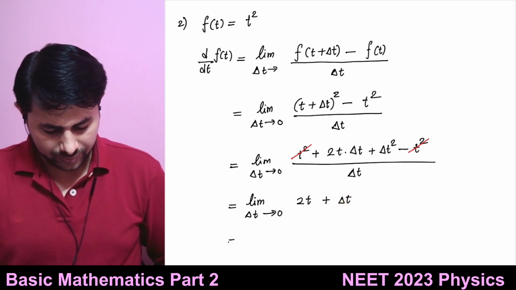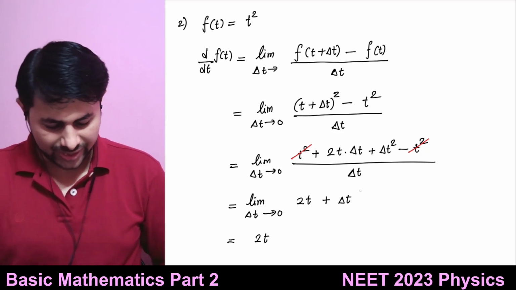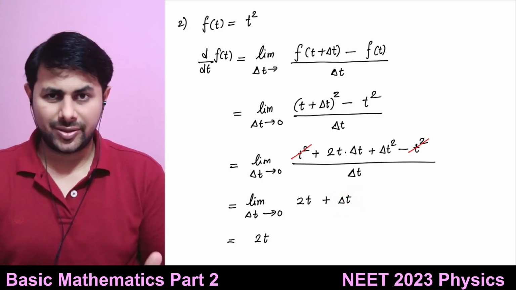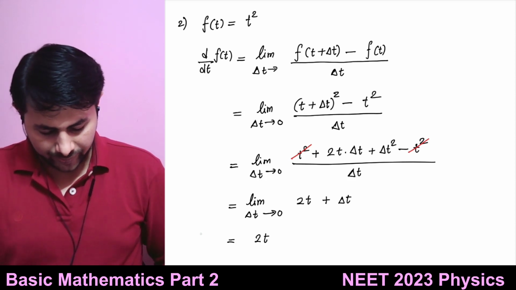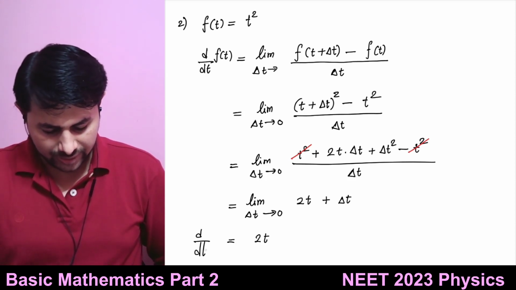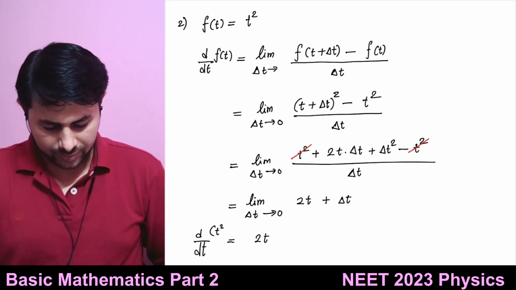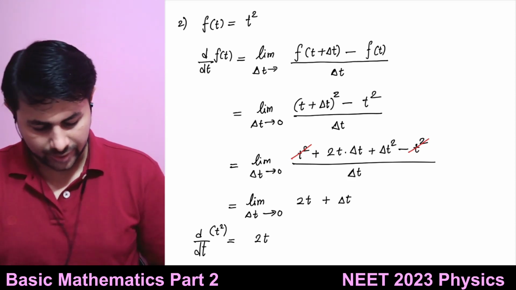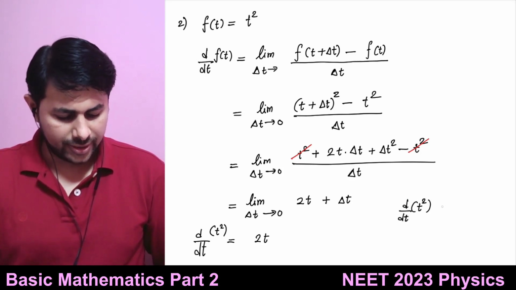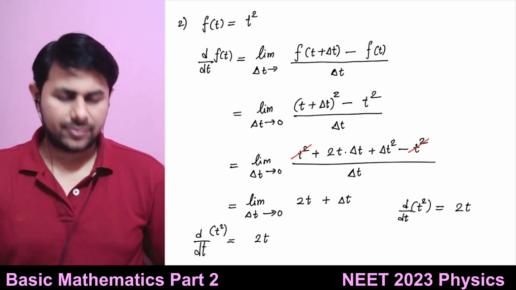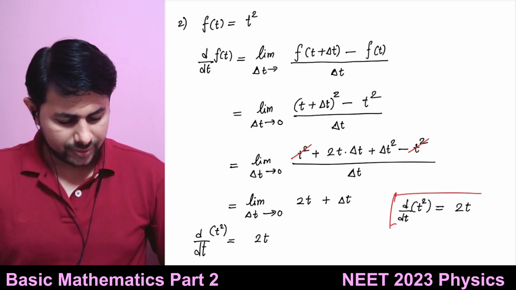If we neglect that, it means that we are applying the limit. So we get 2 times t. What function's derivative is this? d by dt of f of t. And what is f of t? T square. So d by dt of t square gives me what? 2 times t. You got this relation.